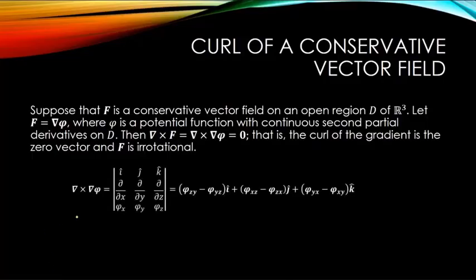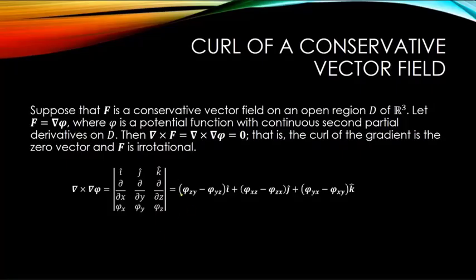Del cross del phi is the determinant of a 3x3 matrix with the first row populated by i hat, j hat, k hat, the second row populated by the del operators, the partial with respect to x, the partial with respect to y, and the partial with respect to z, and the third row is populated by phi sub x, phi sub y, phi sub z.